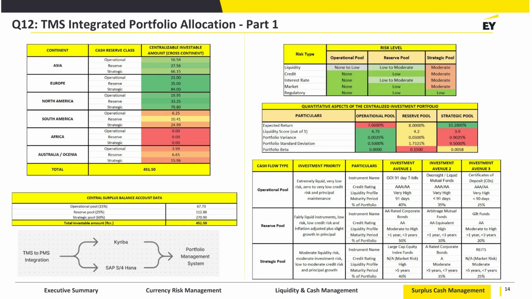Hence, we determine that a total of 451.5 crore rupees can be centralized at Mumbai HQ and invested from there. Our acceptable risk levels for each type of cash flow is outlined again in the table on the right side. The quantitative aspects of the centralized investment portfolio are as follows.